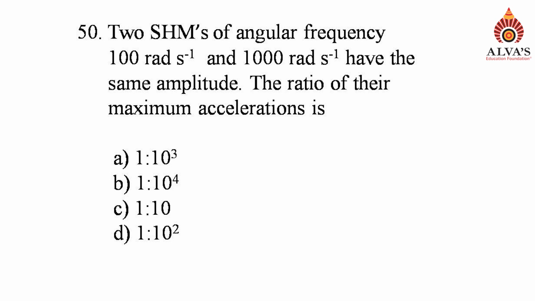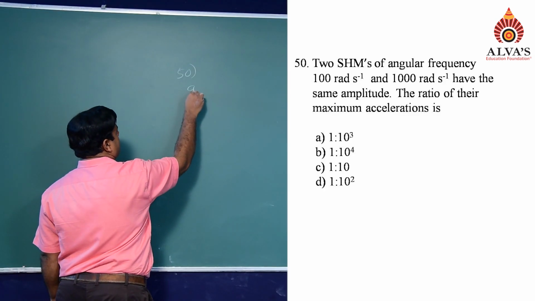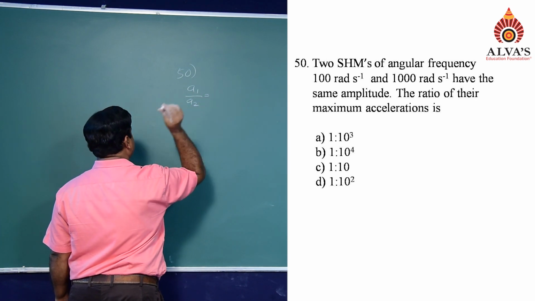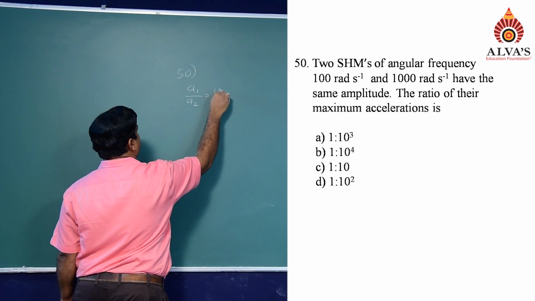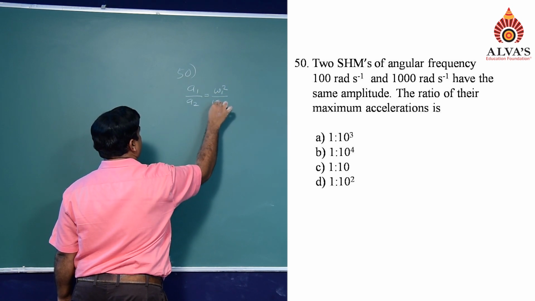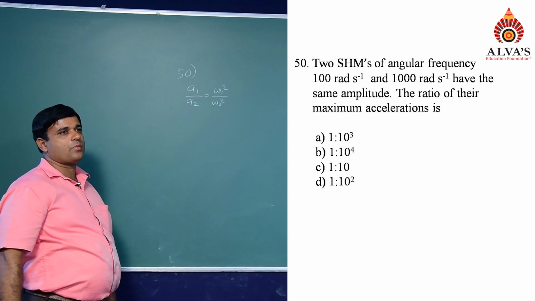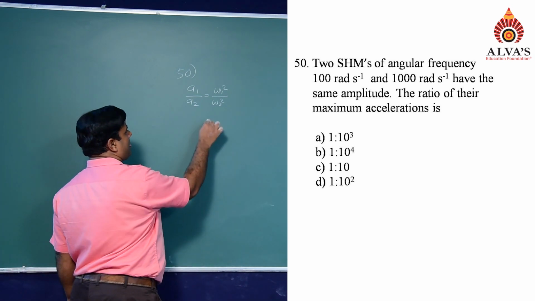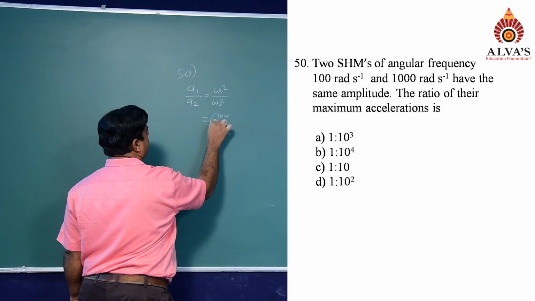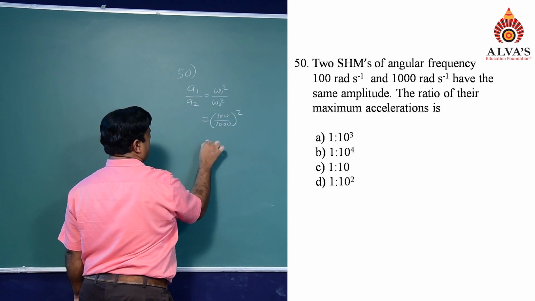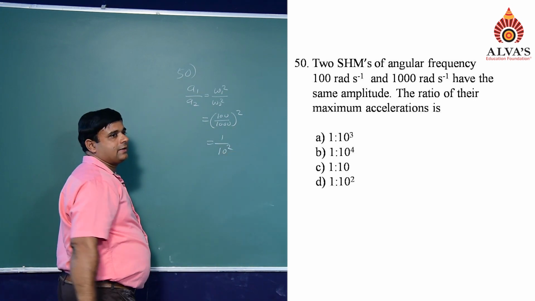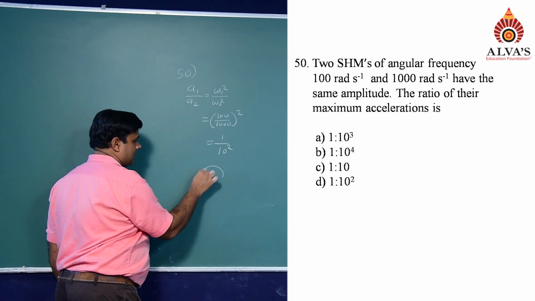Two simple harmonic motions of angular frequency 100 radian per second and 1000 radian per second have the same amplitude. What is the ratio of their maximum acceleration? The ratio of maximum acceleration is nothing but omega 1 square by omega 2 square, because acceleration is omega square into A, and A is the same here, which gives rise to 100 square by 1000 square, which is 1 divided by 10 square. So the answer is D.